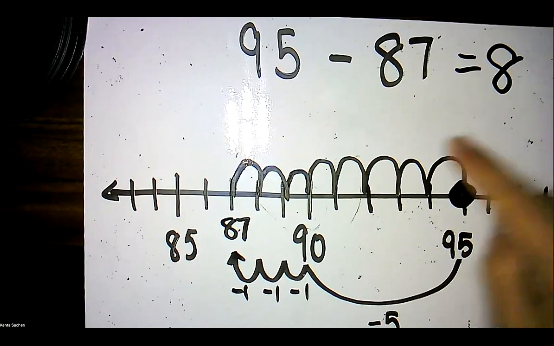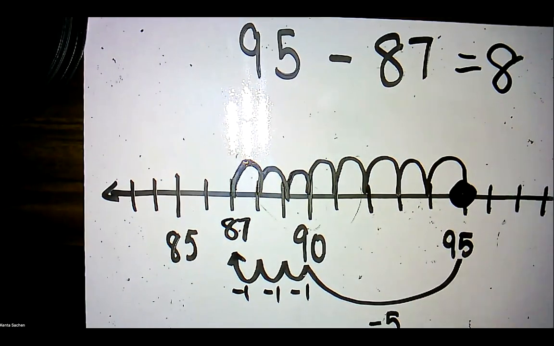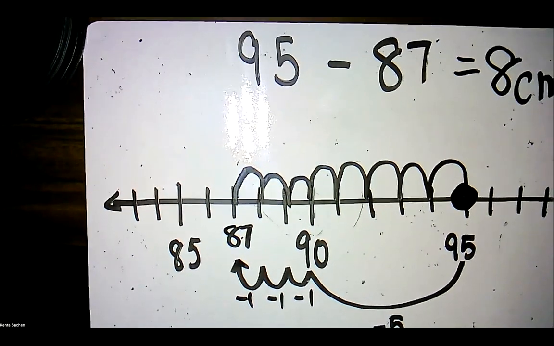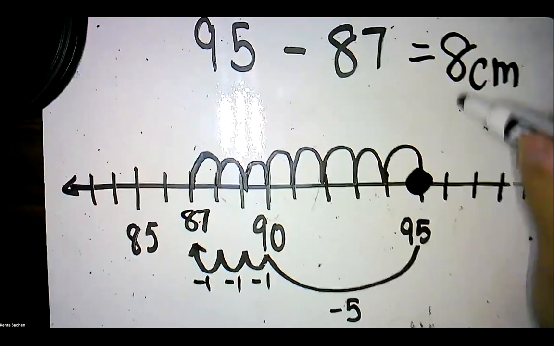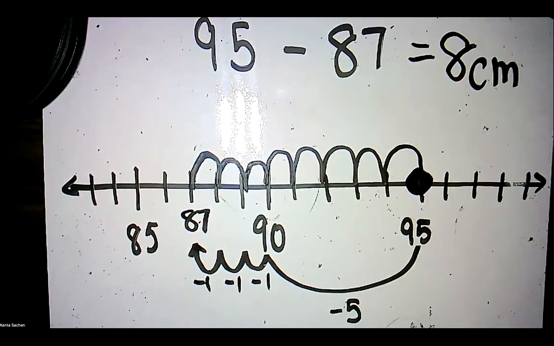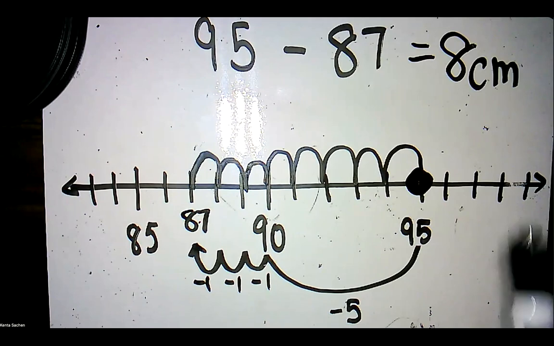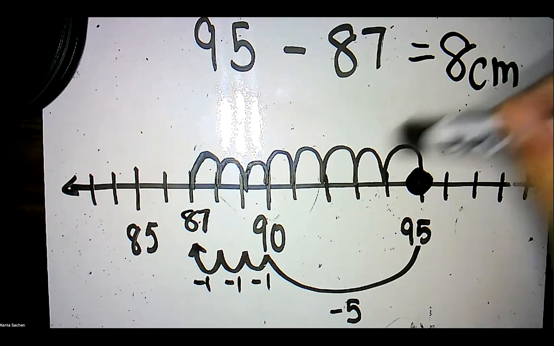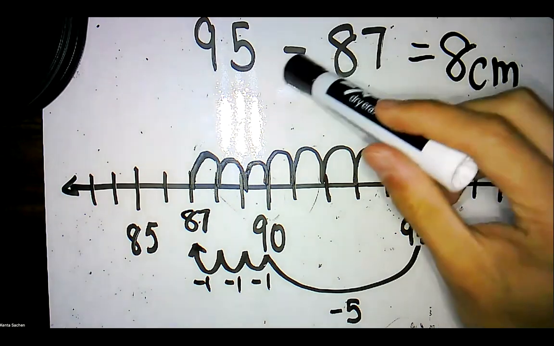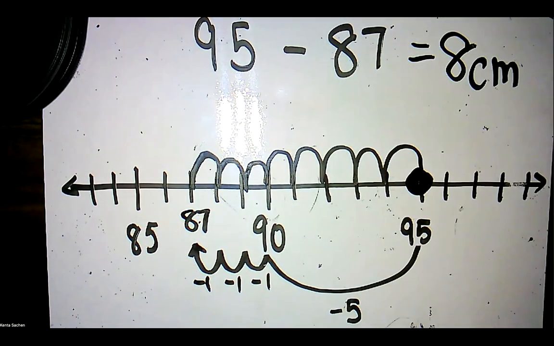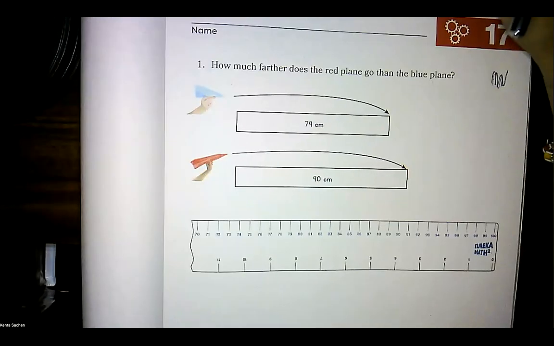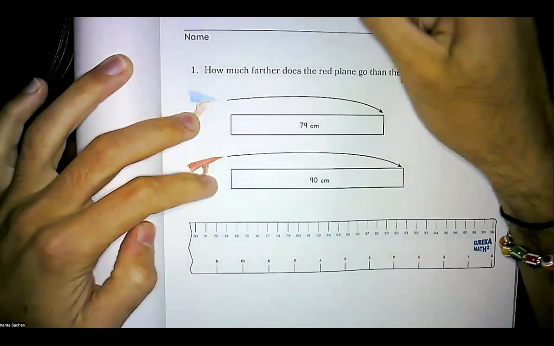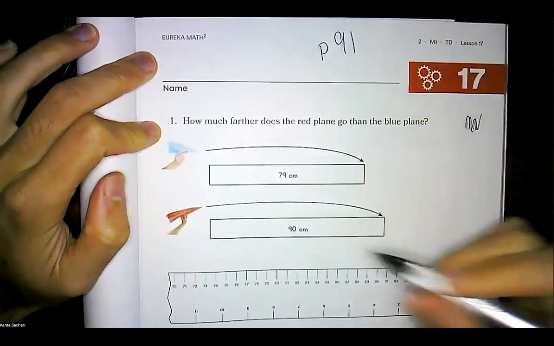So we can say that the blue car went 8 centimeters farther than the green car. This way, right, we can use our number lines. We can use our big numbers, use our subtraction to help us find the difference between two measurements. Okay, now let's open up our workbooks. We're looking at page 91. Okay. Oops, page 91. All right.